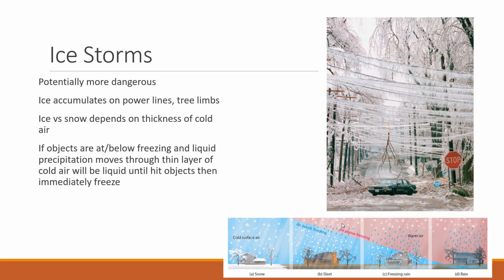This happens when we have a very thin layer of cold air that's basically making the surface very, very cold. So it's liquid precipitation that's coming down, and when it hits the surface, it instantaneously freezes. So this is where you get that coating of ice on everything. And so this is very, very dangerous. So that's what I'm describing in this text here. If objects are at or below freezing and liquid precipitation moves through a thin layer of cold air, that liquid, when it hits the objects, will instantaneously freeze. And so we get a coating of ice on objects and roads and things.